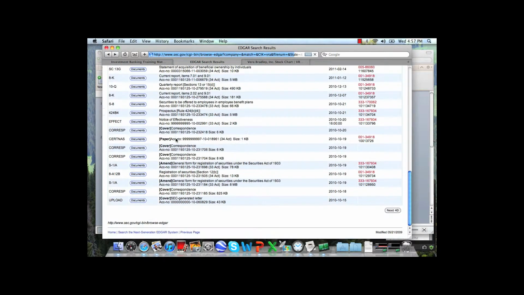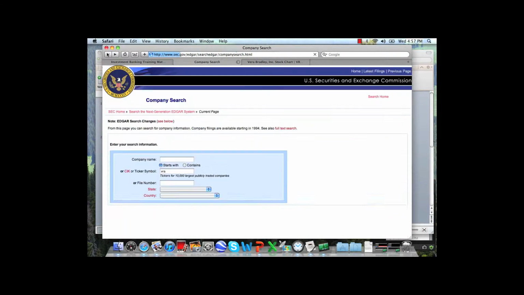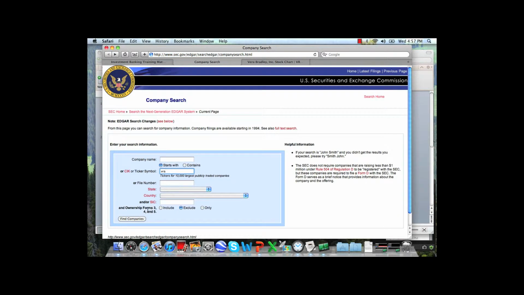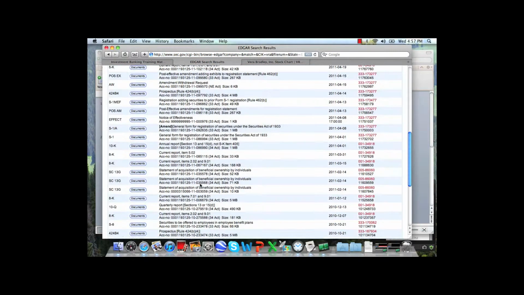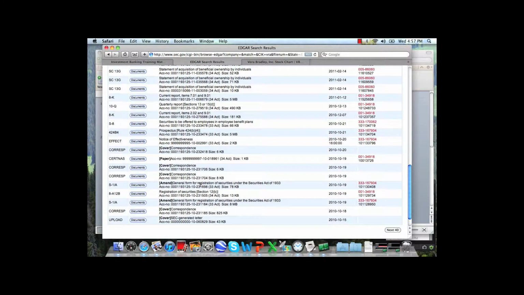Just going to get back to the search page, and as we've done in the past, we're just going to start with our ticker, and we're going to look for an S1. Now I know this company went public in 2010. It's often useful to look for one of the most recent S1s, and a company will file a series of them around an offering. That's because they're making edits to the document and the SEC may be requesting certain edits.